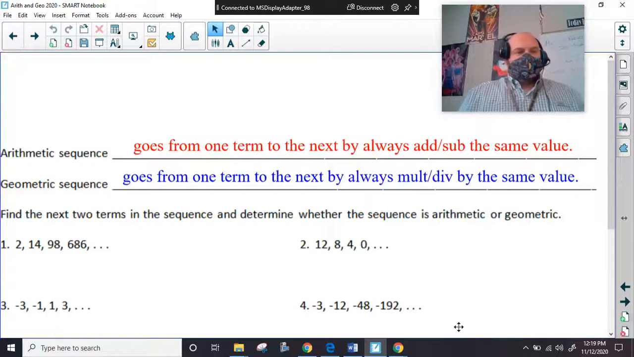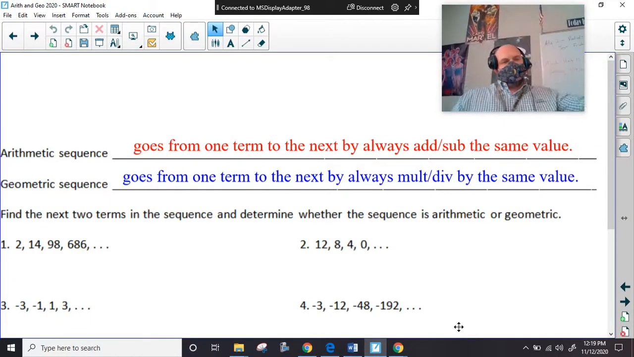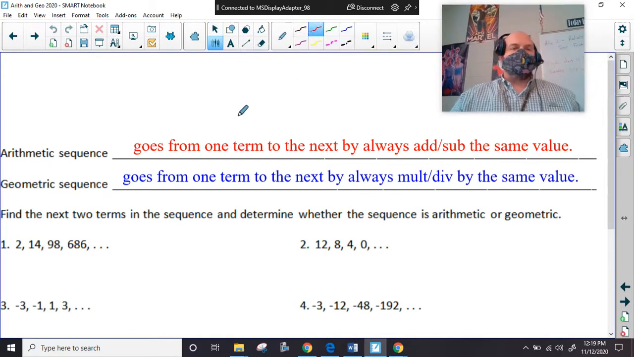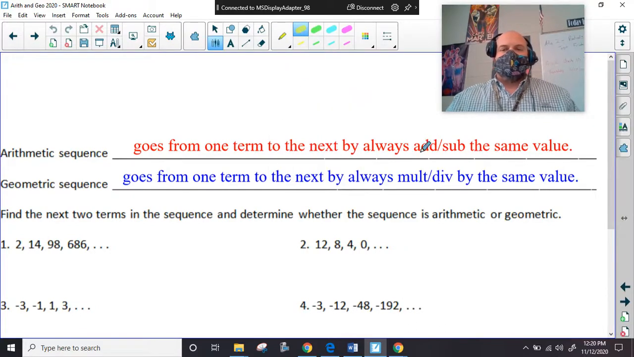All right, so today we're doing arithmetic and geometric sequences. Honestly, this is the big term. Before y'all start writing down, let me highlight what you should really write down.